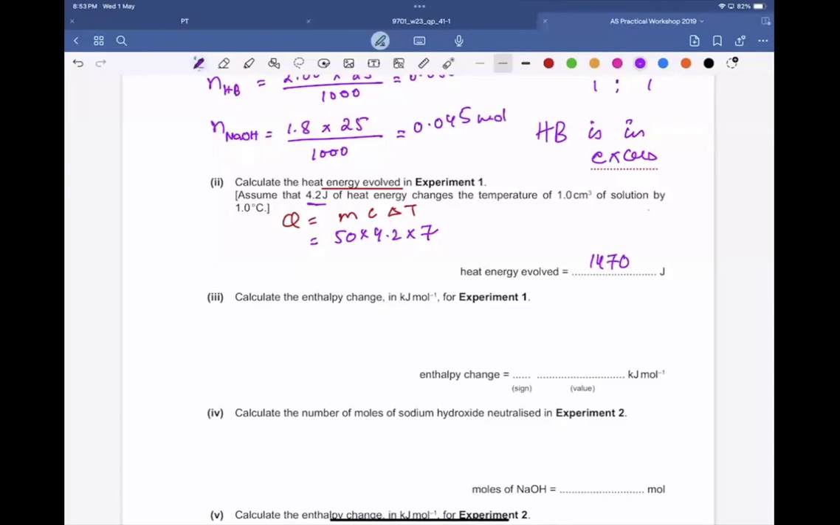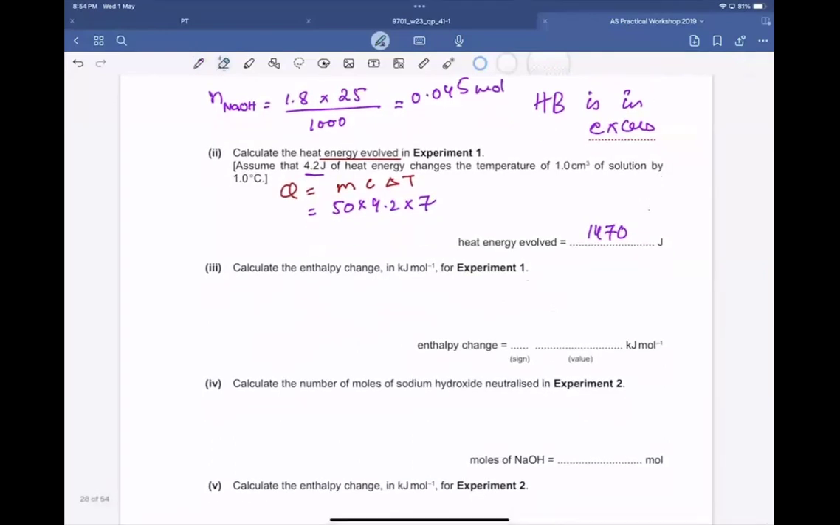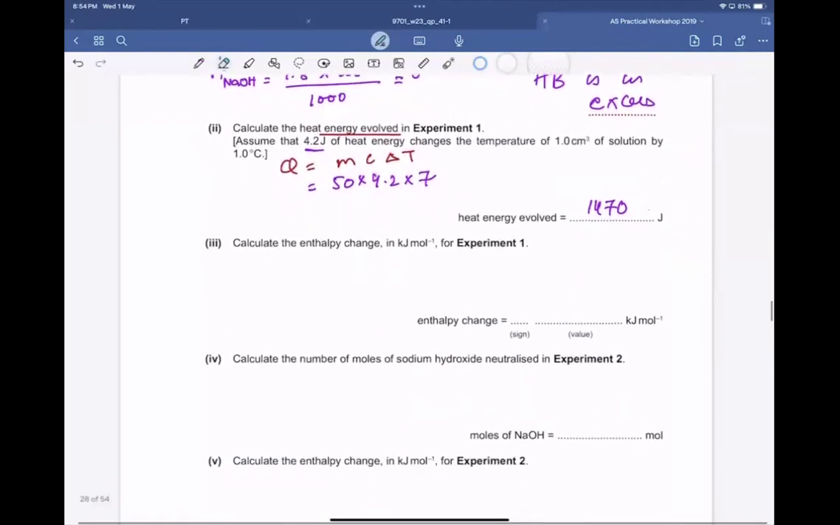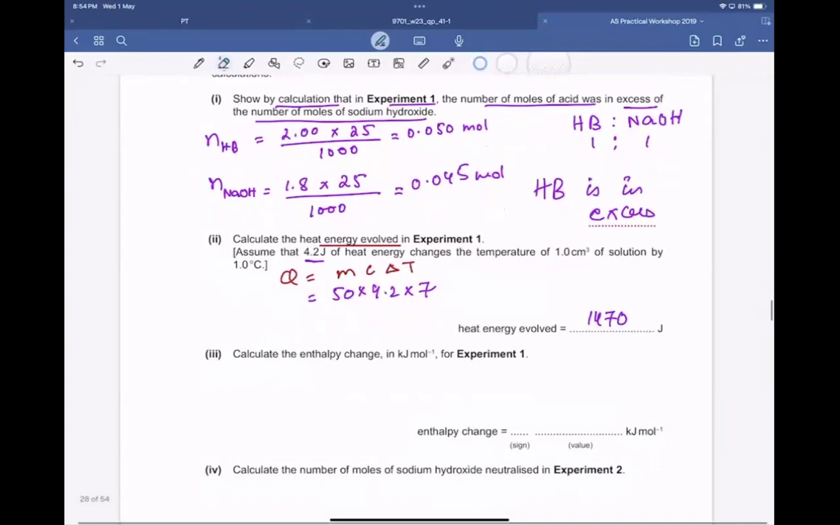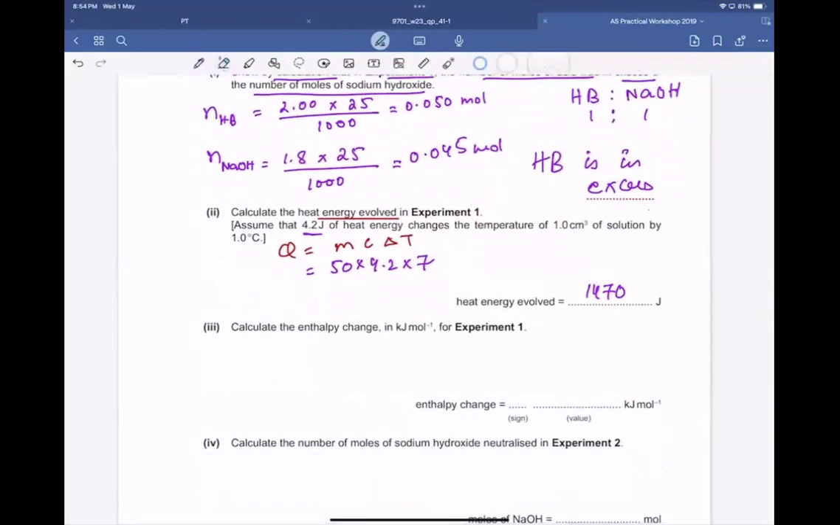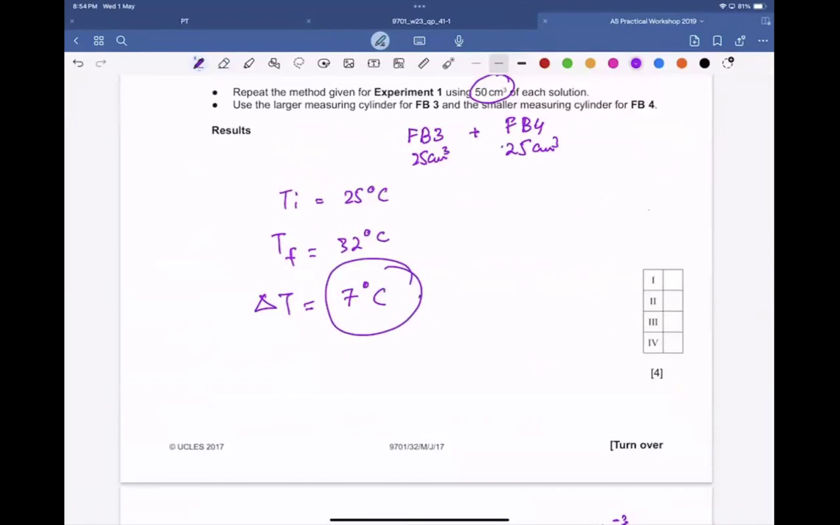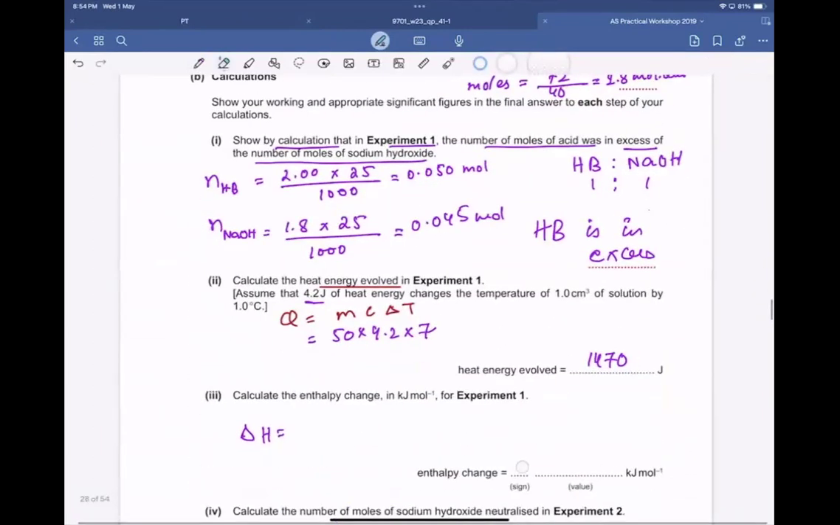1470 joules. Now they are asking you to calculate the enthalpy change, delta H. So the delta H is equal to minus mc delta T over n. As we know, the temperature change is positive, so it means that the delta H would be negative, right? So I'm going to put the sign negative.